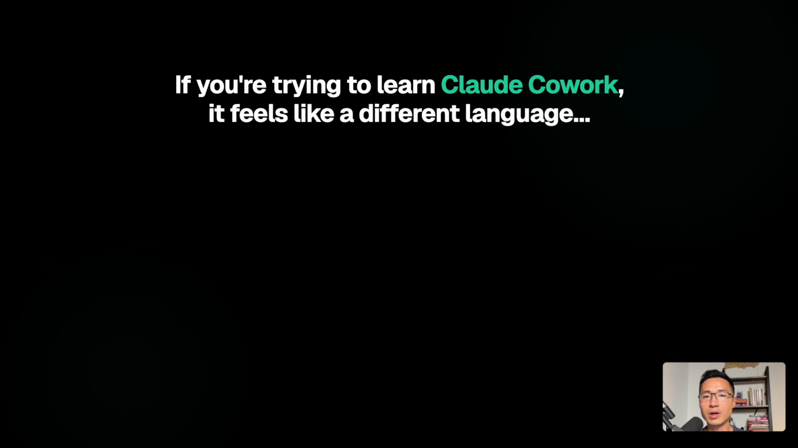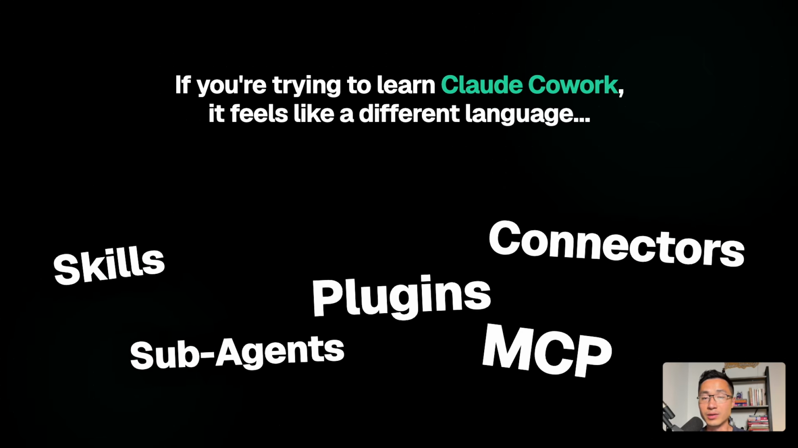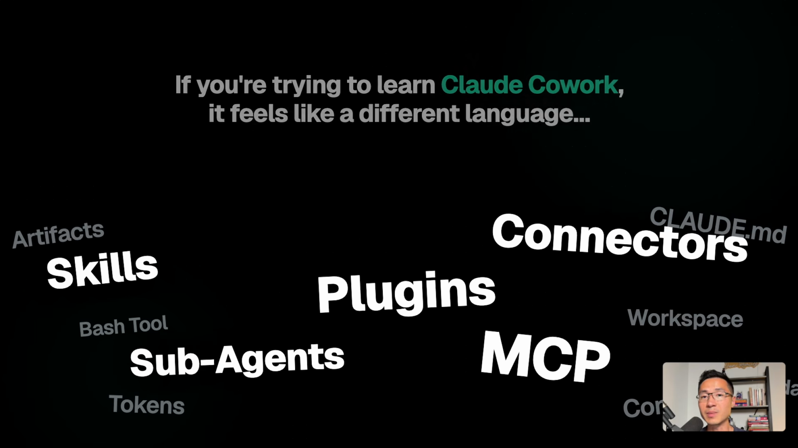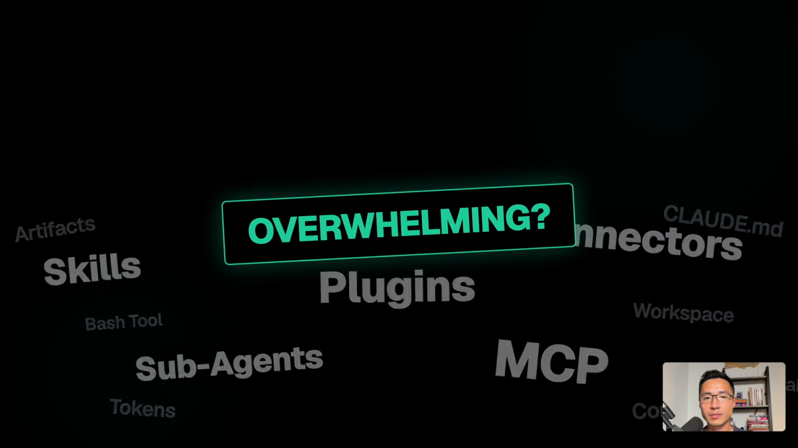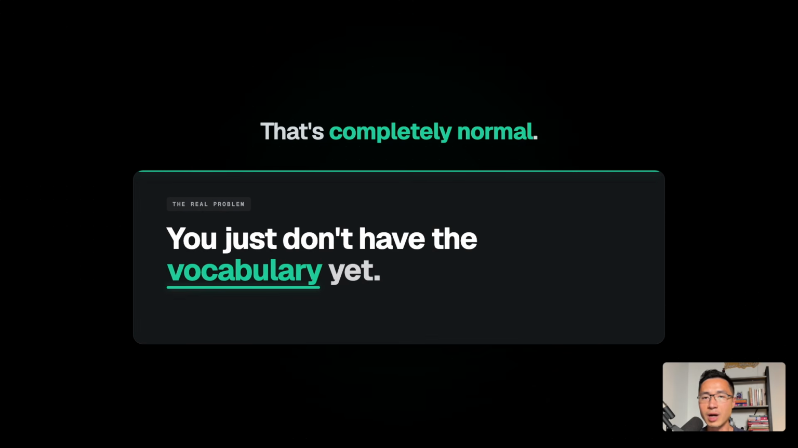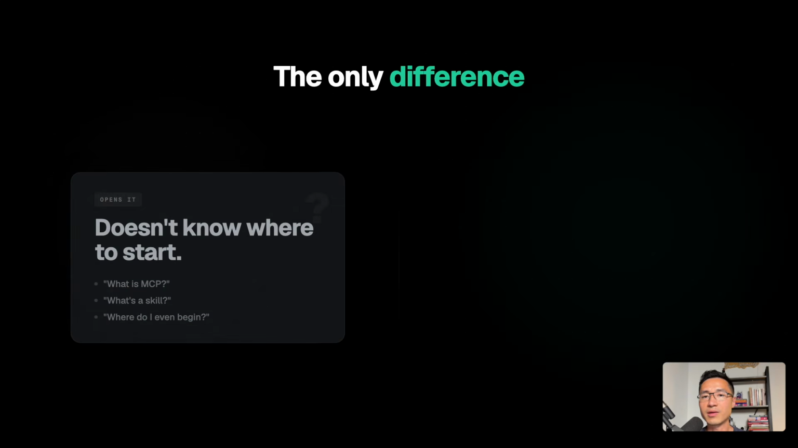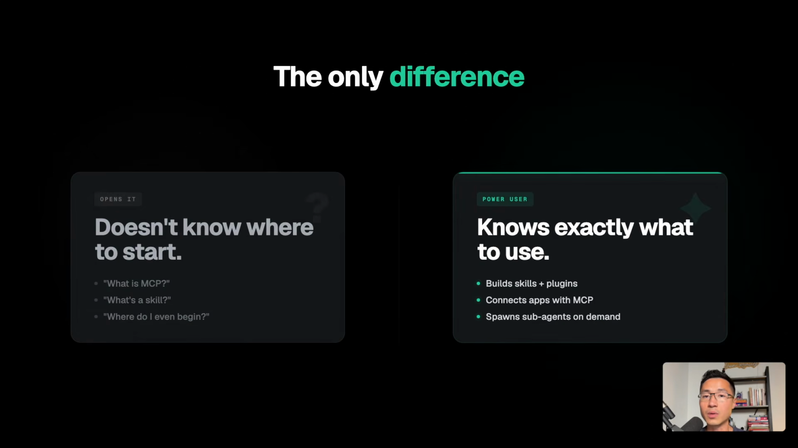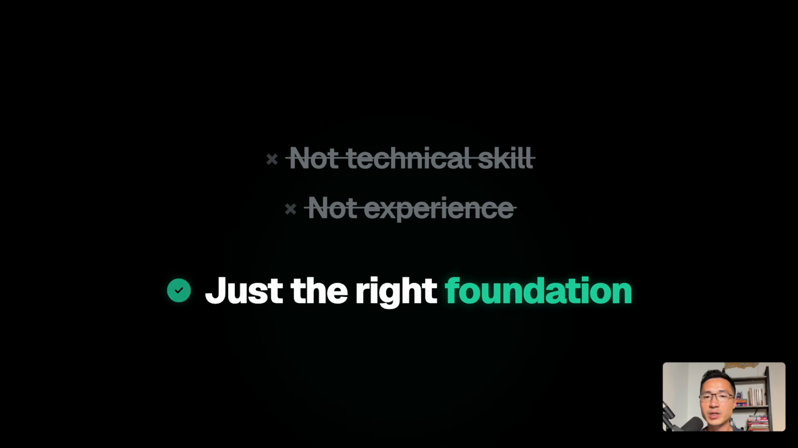If you're trying to learn Claude Cowork and it feels like everyone's speaking a different language with words like skills, connectors, subagent, MCP, plugins, and it feels overwhelming, that's completely normal because you just don't have the vocabulary yet. That's the only thing that separates someone using Claude Cowork as a power user from someone who opens it and doesn't know where to start.